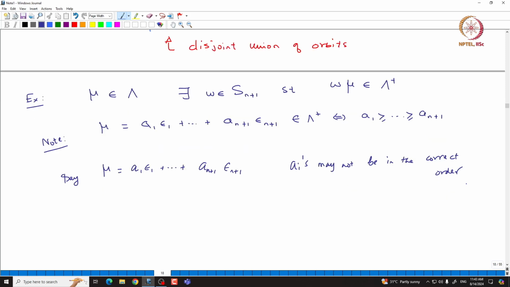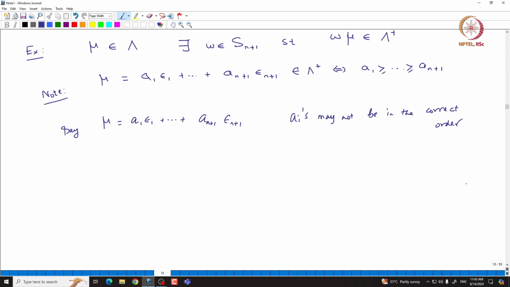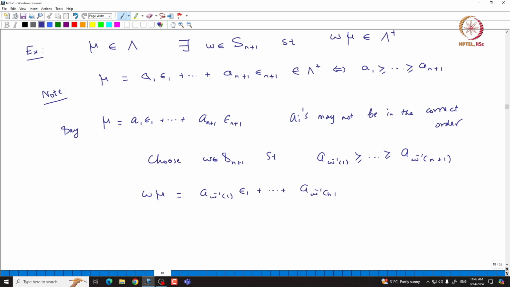Okay. So, then how do you make it in the correct order? Of course, you can choose a permutation and then permute these a_i's and then write it in decreasing order. So, choose w in S_{n+1} such that a_{w^{-1}(1)} is greater than or equal to a_{w^{-1}(n+1)}. So, then it is clear that w mu is nothing but a_{w^{-1}(1)} epsilon_1 plus etcetera a_{w^{-1}(n+1)} epsilon_{n+1}, which is dominant. Okay. So, this is indeed an easy observation.